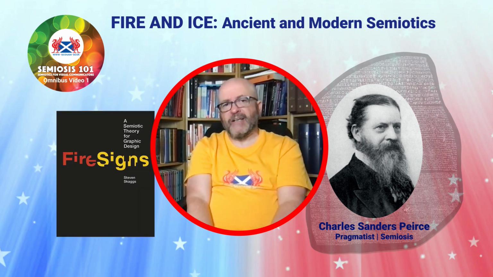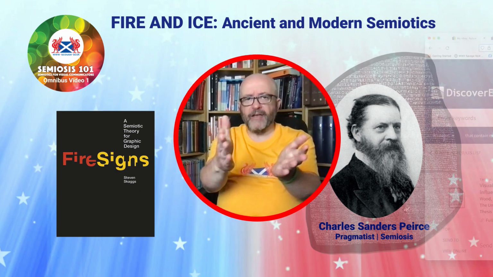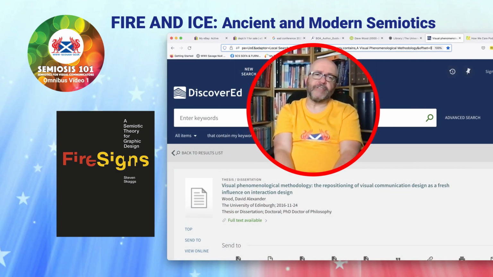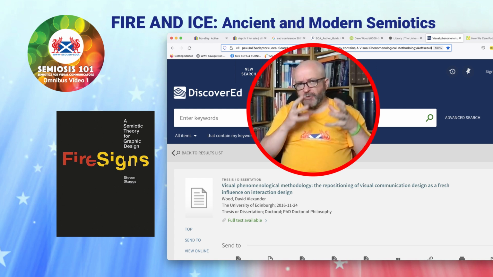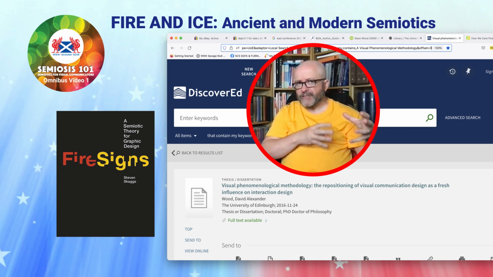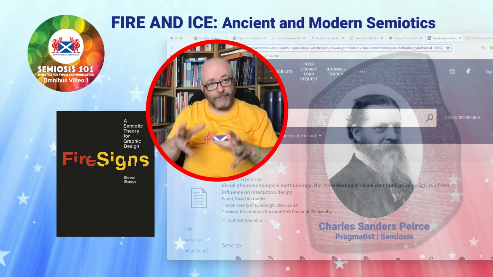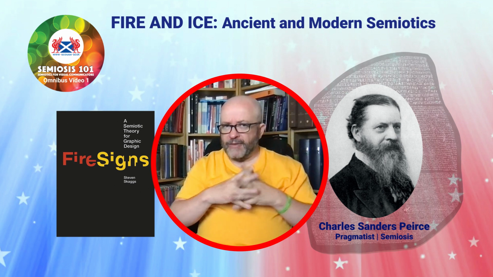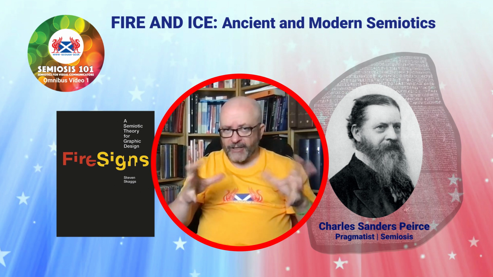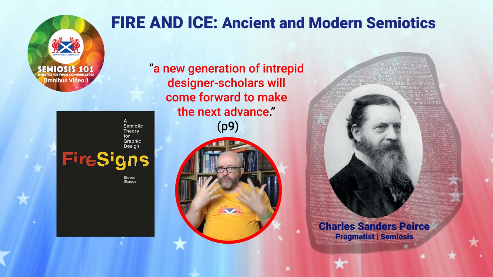I bought Stephen Skaggs' Fire Signs when it was first published in 2017, a year after I published my PhD thesis. This was significant to me, as while I had been struggling with understanding and applying Peirce's semiotic theory in my PhD in Scotland, Skaggs had been writing his book in the USA. Skaggs states in his foreword on page 9 that he hopes, as a graphic designer semiotician, that a new generation of intrepid designer scholars will come forward to make the next advance.